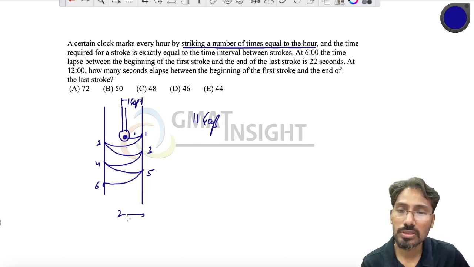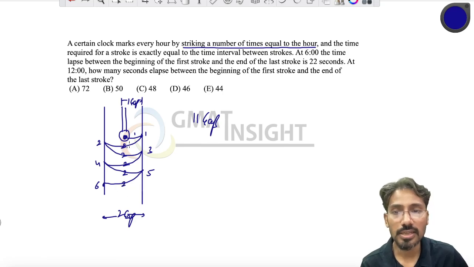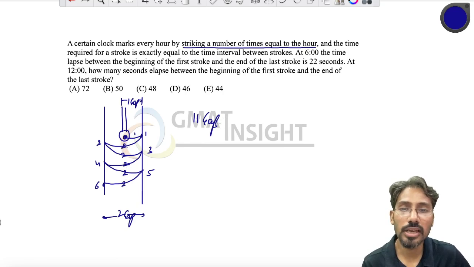So this whole distance is 2 gaps. So you understand? 2 gaps here, 2 gaps here, 2 gaps here, 2 gaps here, and 2 gaps here. So these are 10 gaps and this 1 gap. So total 11 gaps take 22 seconds. That means one gap takes 2 seconds.